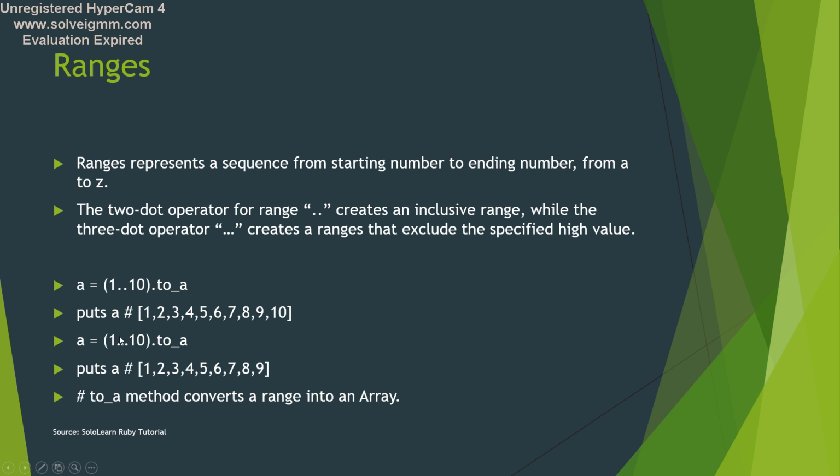A is equal to range 1 with 3 dots excluding 10, to array. So puts A, and the 10 was excluded from that, because the 2 dots create an inclusive range and the 3-dot operator creates a range that excludes the specified high value, which is 10. So the to_a method converts a range into an array. So we have got it.